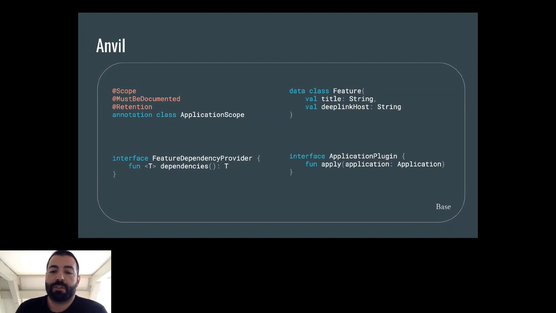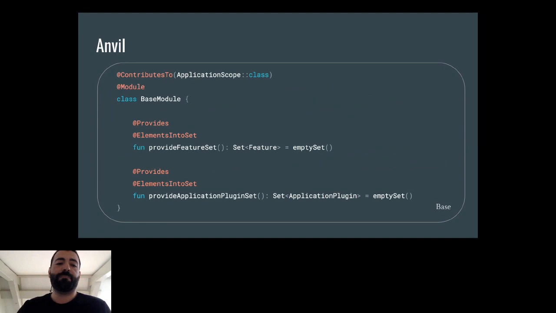Another abstraction that we're going to use is the application plugin. I'm going to share more context later on, but the basic idea is that any libraries that need to be initialized during onCreate of an application can be provided as an application plugin, and at the application level you get a multi-binding set of these application plugins, and you just iterate over them and apply. So as I mentioned, I'm also going to be using multi-binding, and here we're going to have a base module that provides a set of Feature and a set of ApplicationPlugin.